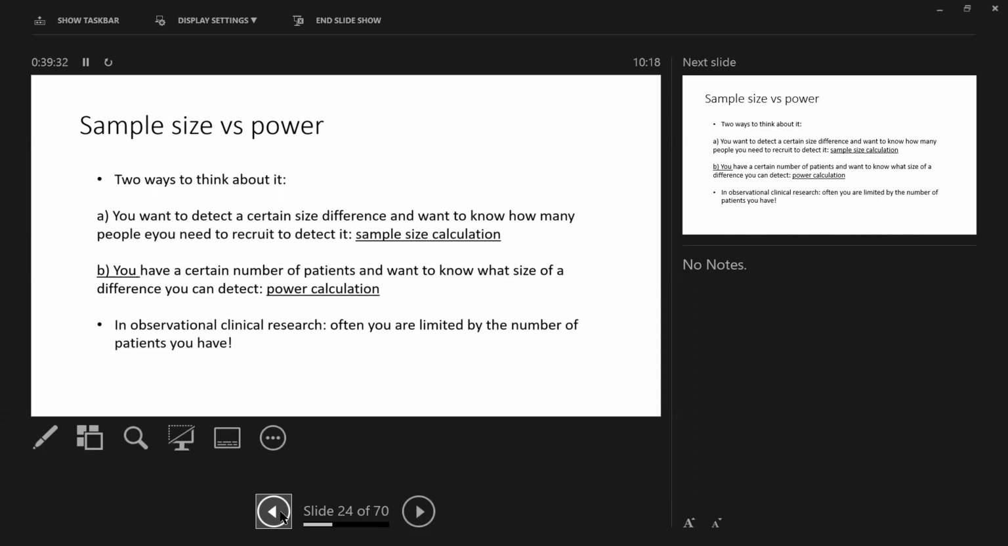And often in observational clinical research, you are limited by the number of patients you have. If you're doing randomized controlled trials, you actively recruit patients. If you're doing observational research, generally you have what you have. If you don't have enough patients, then there's different things you can do. You either have to change the outcome that you're looking at, or you need to work with other hospitals or find partners to increase the number of patients.